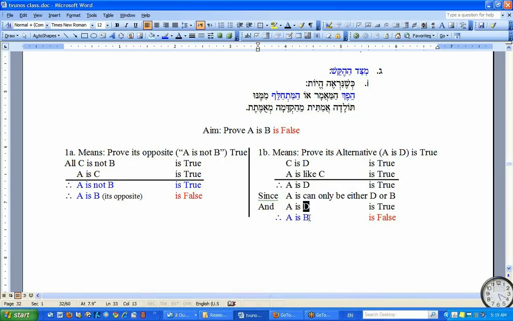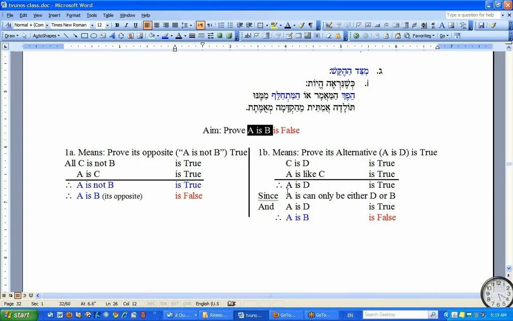Now this is a little complicated, and the reason why I did this mathematically, I'm going to go over it again. Let's do it again slowly. The reason why I picked this one is because that's the example it's going to bring. So let's go again. First of all, what's my aim here? My aim is to prove that A is B is false.